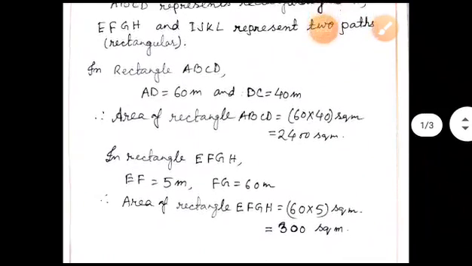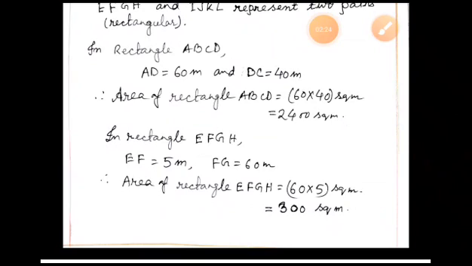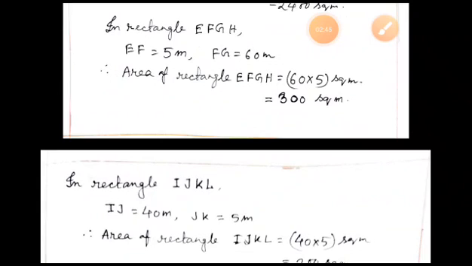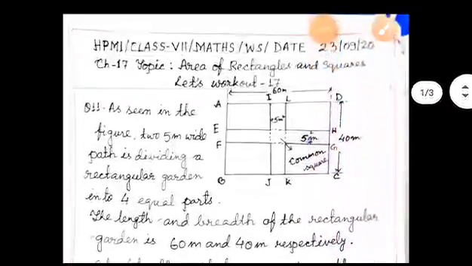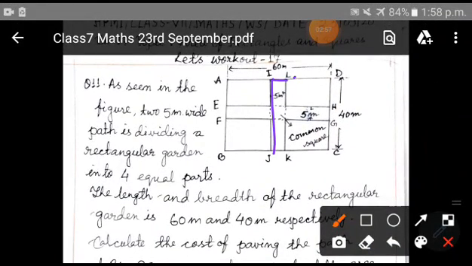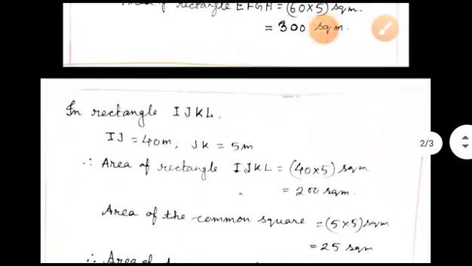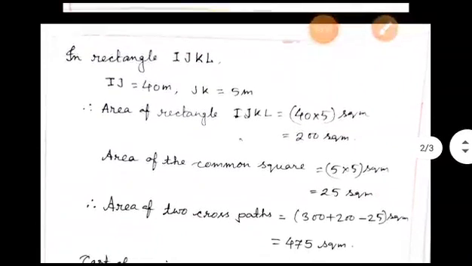Now you need to take out the area of the horizontal rectangular path that is having breadth 5 meter and length 60 meter. So you are calculating the area of rectangle EFGH, which is 60 into 5, that is 300 square meter. And in rectangle IJKL, that means the vertical rectangular path which I have shown you, that is having the length 40 meter. In this vertical rectangle, it is having length equals to 40 meter, and the width, that is the breadth, will be 5 meter. So you are calculating the area as 5 into 40, that is 200 square meter.